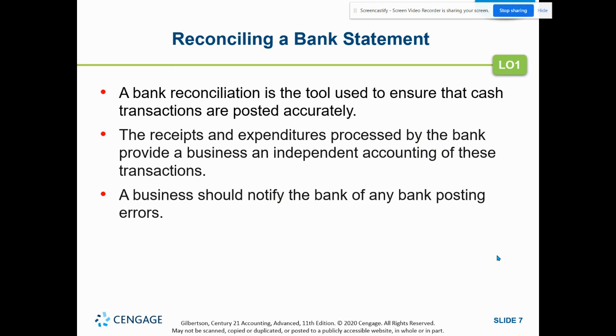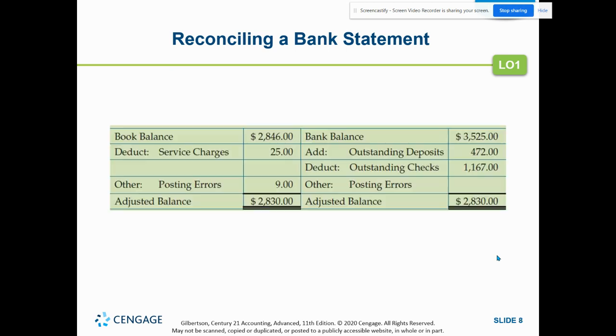The bank statement, reconciling the bank statement, we have done. This is kind of like the mini version right here, right? The bank statement balance, outstanding deposits and checks. And then we have our checkbook balance, any kind of charges. It looks like there was a posting error of $9, and so then we have our adjusted balances, and those two have to equal.